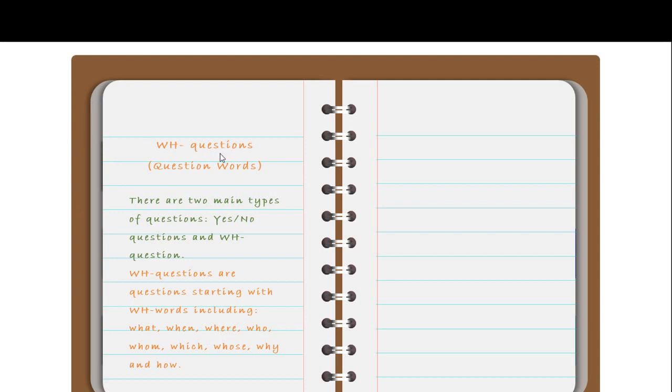The WH questions. There are so many kinds of questions that you have to know, and one of them is WH questions or question words. There are two main types, like what I said before: yes or no, and WH questions. And WH questions are questions starting with WH words, including what, when, where, who, whom, which, whose, why, and how. I think you are so familiar with these kinds of questions. When you have an English test, you must be familiar with this.